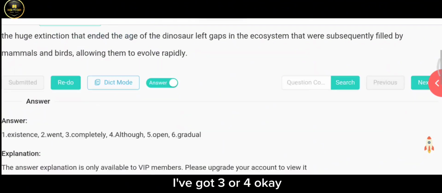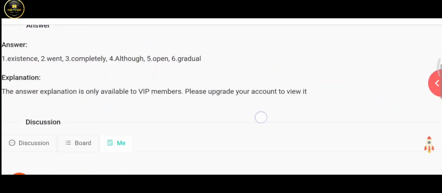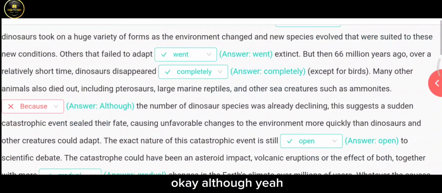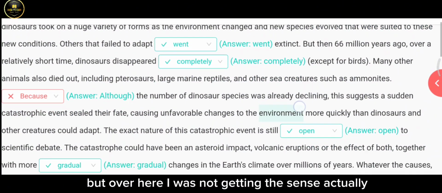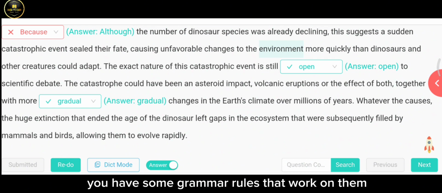Let's check. I've got 3 or 4. Okay, I've got 5 out of 6. So which one is incorrect? Okay, although yeah, I was correct, but over here I was not getting the sense actually, but that's okay guys. If you get 5 out of 6, you are good. It means that you are not just guessing. You have some sense, you have some grammar rules that work on them, so that's okay.